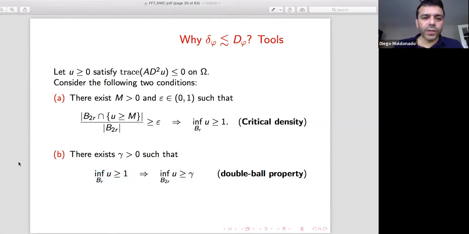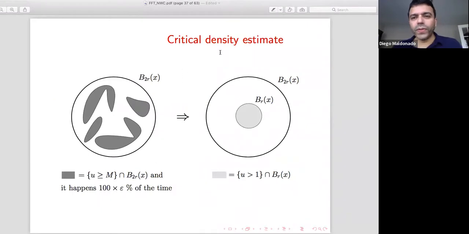All right. And so here's the picture. This is a picture for the critical density property. So in this dark part, this is where u is bigger than m, 1,000,000. This is very hot. If this is a circular metal plate and u is temperature, these places are where the plate is very, very hot. Temperature is bigger than 1,000,000 degrees. So if this happens 1% of the time, then in the middle the temperature is bigger than 1.